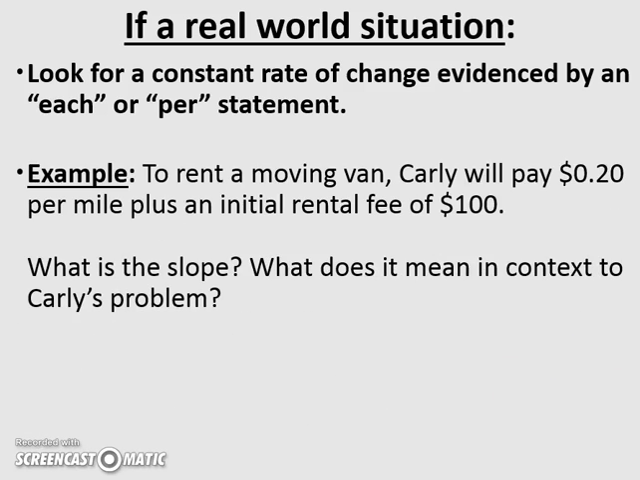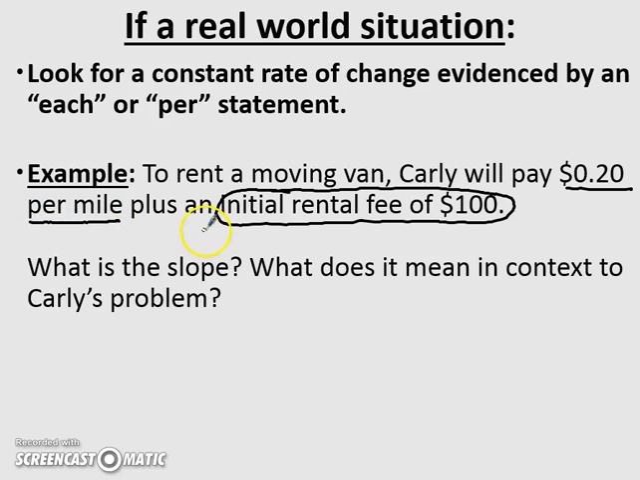So here's our example. To rent a moving van, Carly will pay 20 cents per mile plus an initial rental fee of $100. What is the slope, and what does it mean in context to Carly's problem? Well, you can see that there's two parts to this relationship. There's an initial fee, which we learned is called the y-intercept, and there's 20 cents that she's going to have to pay every single mile that she drives. This value is going to depend on the number of miles that she drives. So as she drives more, the cost for the miles is going to consistently change. This 20 cents is the slope.